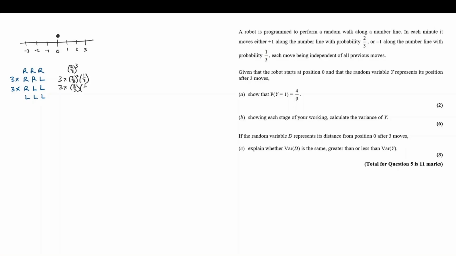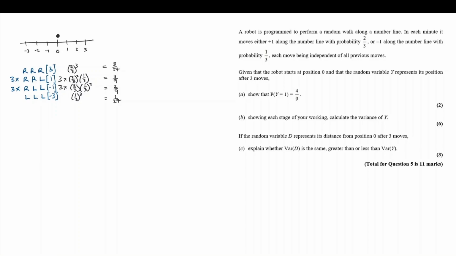And similarly, we can produce the probability of each of these things happening. All right, and now obviously this is the calculation. The actual probabilities: 8/27, 4/9, 2/9, 1/27. Let's also track the end position. So we either end on 3, 1, -1, or -3.